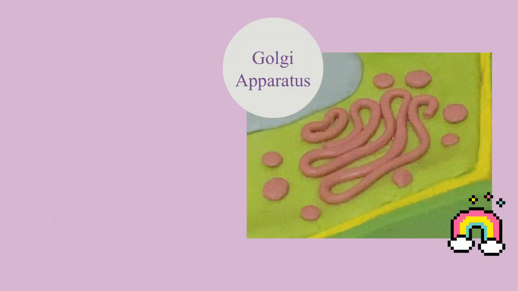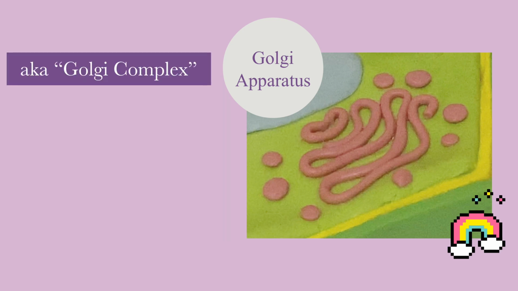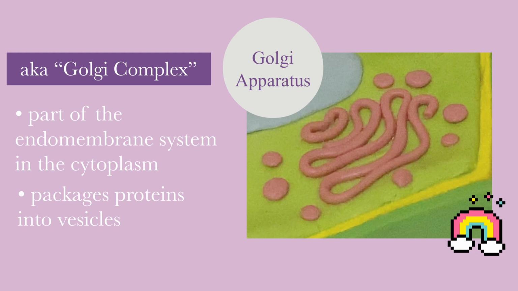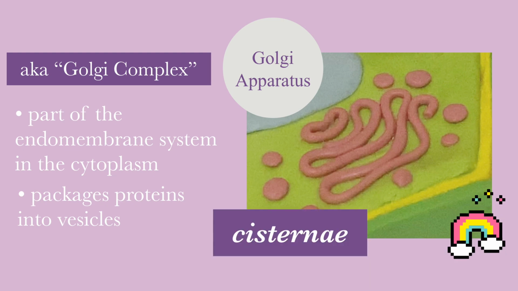The Golgi apparatus, also known as the Golgi complex, is an organelle found in most eukaryotic cells. It is part of the endomembrane system in the cytoplasm, and it packages proteins into membrane-bound vesicles inside the cell before the vesicles are sent to their destination. It is made up of a series of flattened stacked pouches called cisternae.